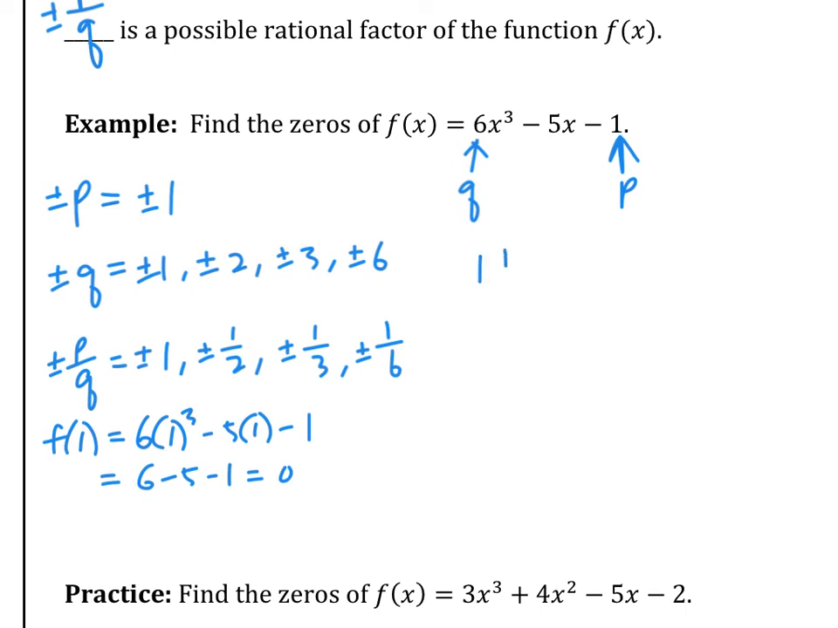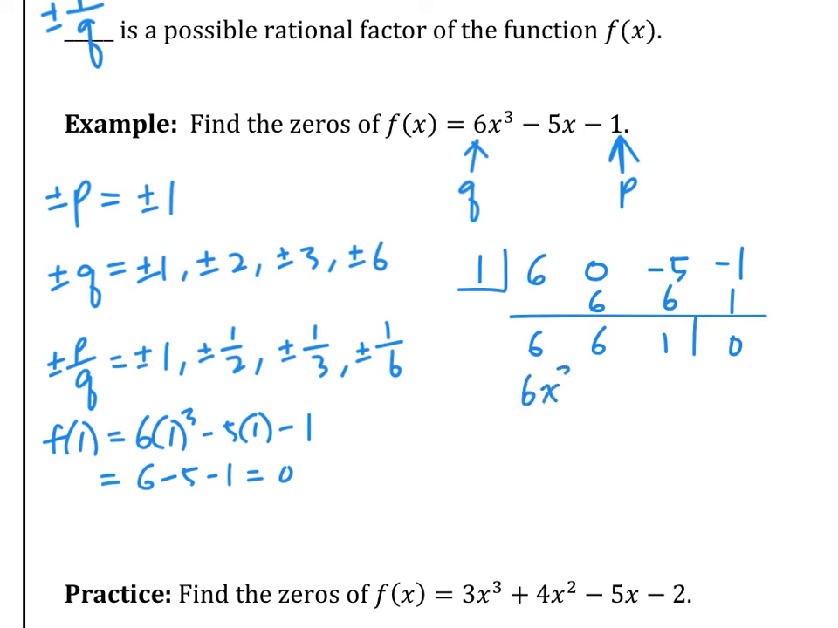What you're going to do is use synthetic division and divide it out. That way you have less things to work with. All right, so let's put it into synthetic division. 6, 0, because you have no x squared term, minus 5, minus 1. Drop down the first number, 6, multiply, you get 6. Add down, 6, multiply, 6, 1, 1, 0. And you should get 0, because you already checked. So reconstruct: 6x squared plus 6x plus 1 equals 0.